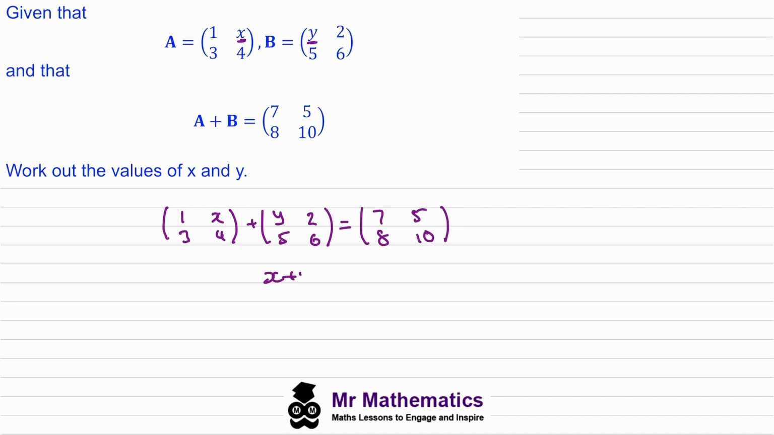Then we can work out this x by adding it to the corresponding element in matrix B, so x plus 2, and this will equal the corresponding element in this matrix. This will equal 5, so the element x will equal 3. We'll use the same idea for y, so this 1 plus the y will equal 7. So y must equal 6. Okay?